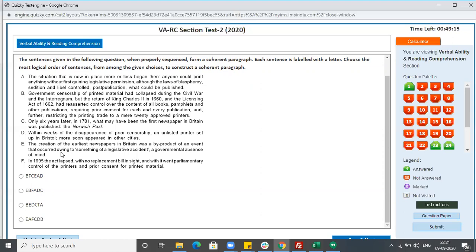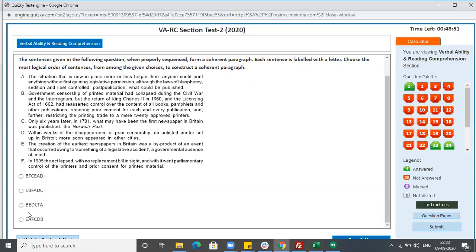I would say E is a better start because the creation of the earliest newspaper was a byproduct. So it's like introducing an idea. The earliest newspapers' creation in Britain was actually a byproduct of an event that occurred owing to some accident, governmental absence of mind. This seems to be an idea being thrown to you, and then what we talk about next has to follow. Okay, I'll go with E as the start, not B.